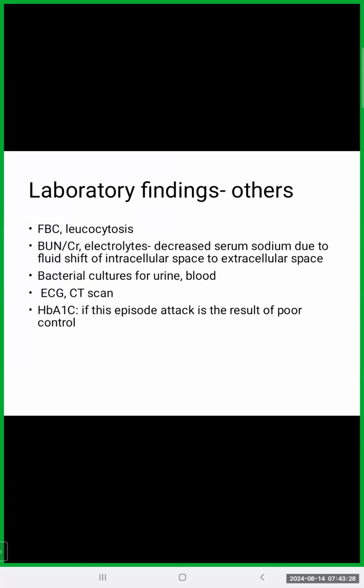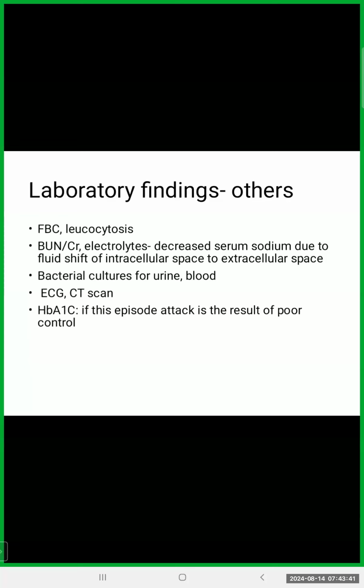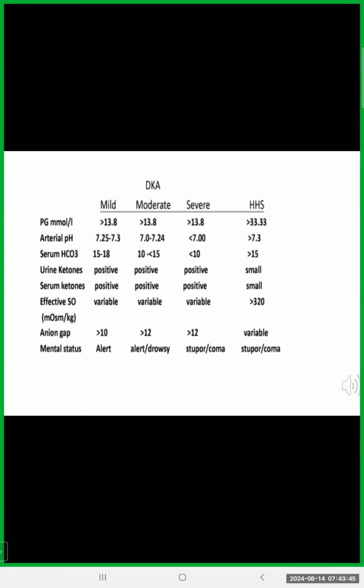This is if there's infection, or if there is electrolyte derangement, of course, you can see that from our electrolytes, urea, creatinine. Infections from blood and urine cultures, microscopy, culture, and sensitivity. And of course, if we want to request for the glycated hemoglobin, if this attack is a result of poor control, the glycated hemoglobin will come in. So this slide is showing the grades of diabetic ketoacidosis: mild, moderate, severe.